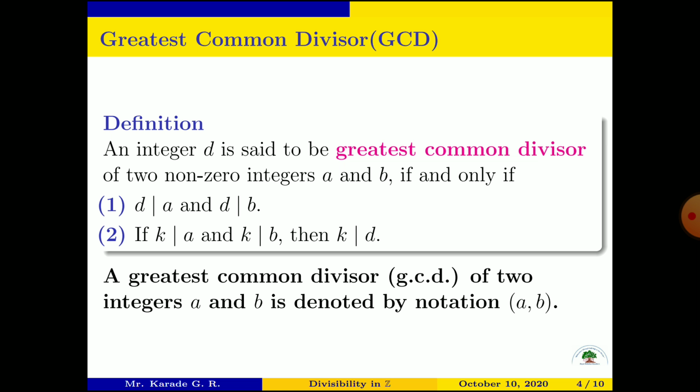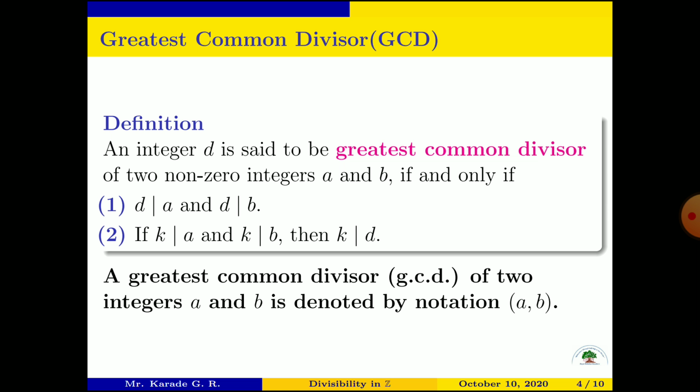An integer d is said to be the greatest common divisor of two non-zero integers a and b if and only if the first condition says that d is a common divisor of a and b, and the second condition says that if there is any other common divisor of a and b, then that common divisor must divide d. Okay, so this is the definition of GCD.